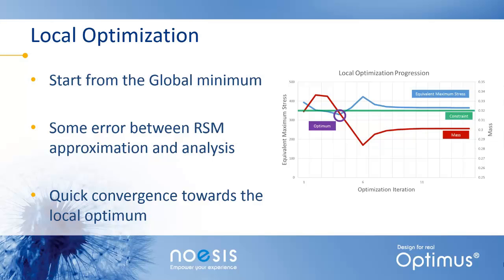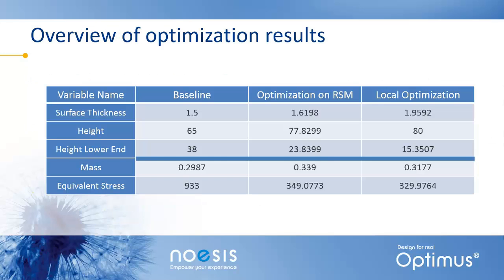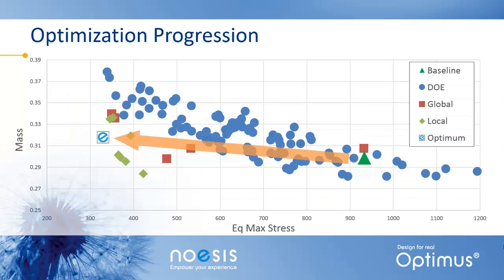So actually going back and forth with ANSYS Workbench. As we mentioned before, there will be some error between the response surface approximation and the analysis. After this optimization, we arrived at the results that you can see on your screen. We were able to minimize the equivalent stress down to 329 megapascals, and also minimize the mass to about 0.32 kilograms. And here you can see the progression of our optimization strategy, starting from the green triangle and ending up at the Optimus logo.